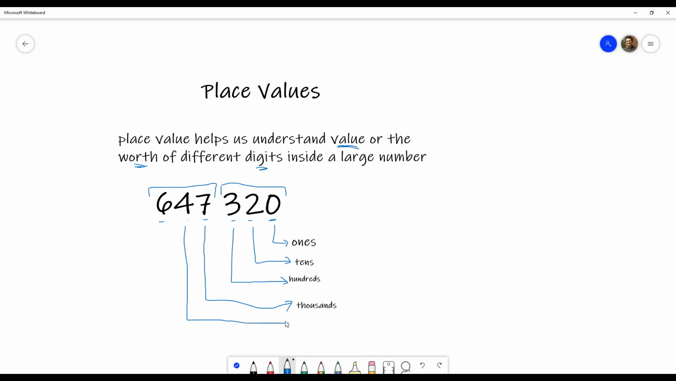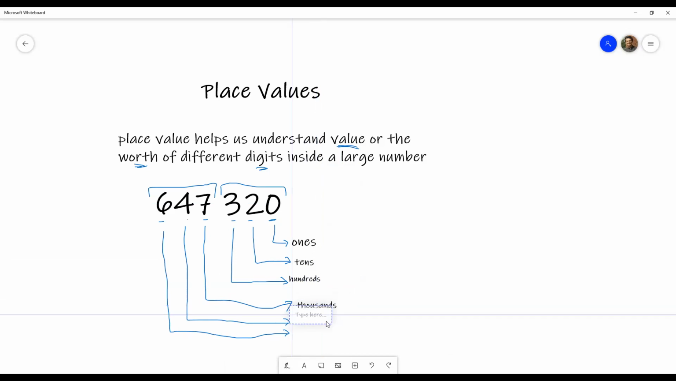Let me write it. And let me do this. We add 10,000 and then 100,000. Okay, I hope everything is clear for you now. You can write down this example, 647,320. So how did I tell it?